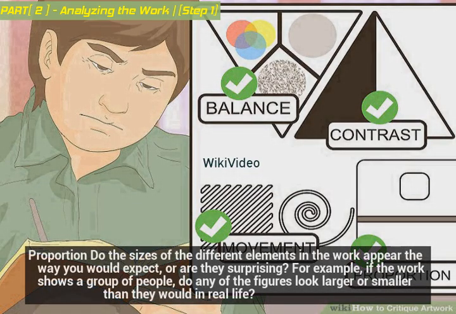Proportion. Do the sizes of the different elements in the work appear the way you would expect, or are they surprising? For example, if the work shows a group of people, do any of the figures look larger or smaller than they would in real life?